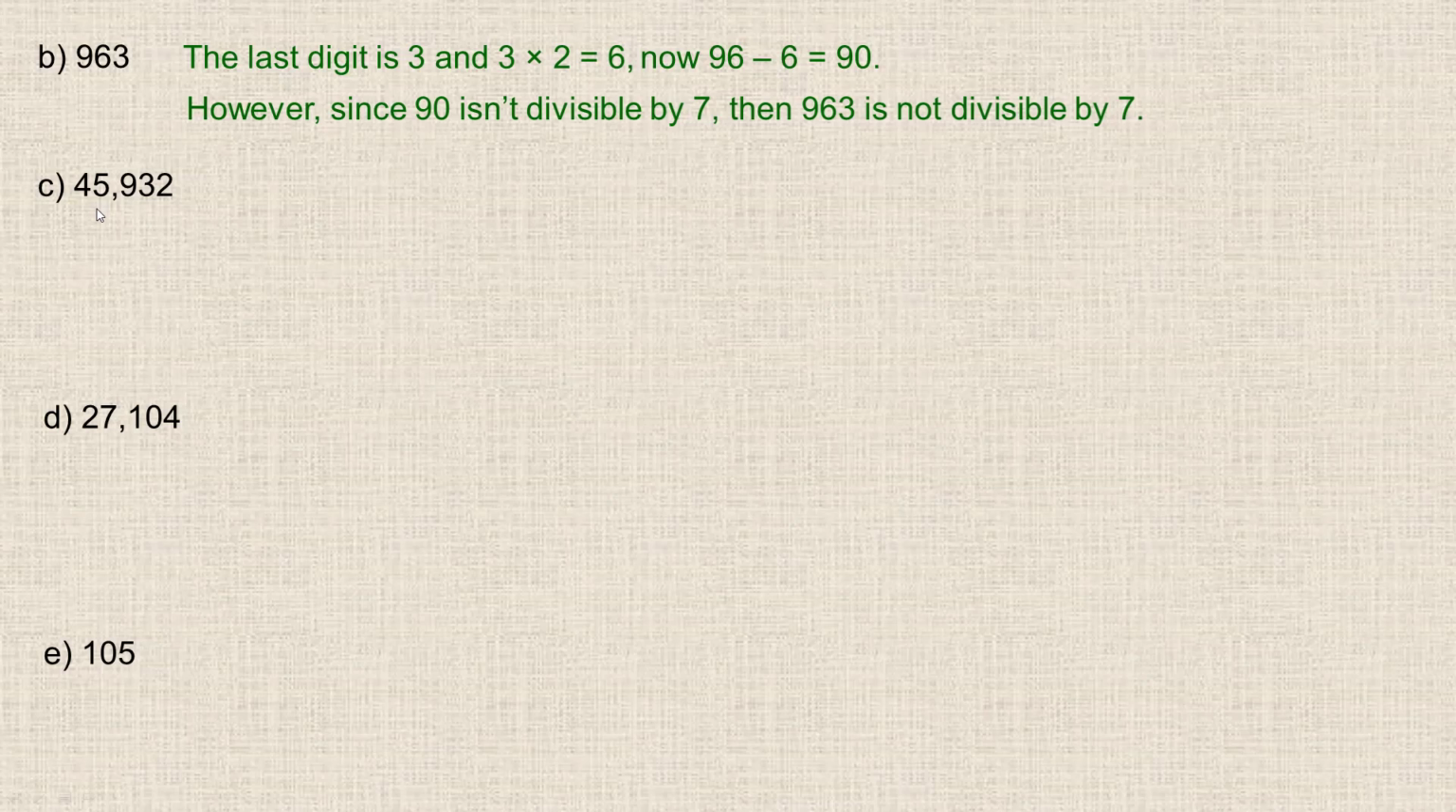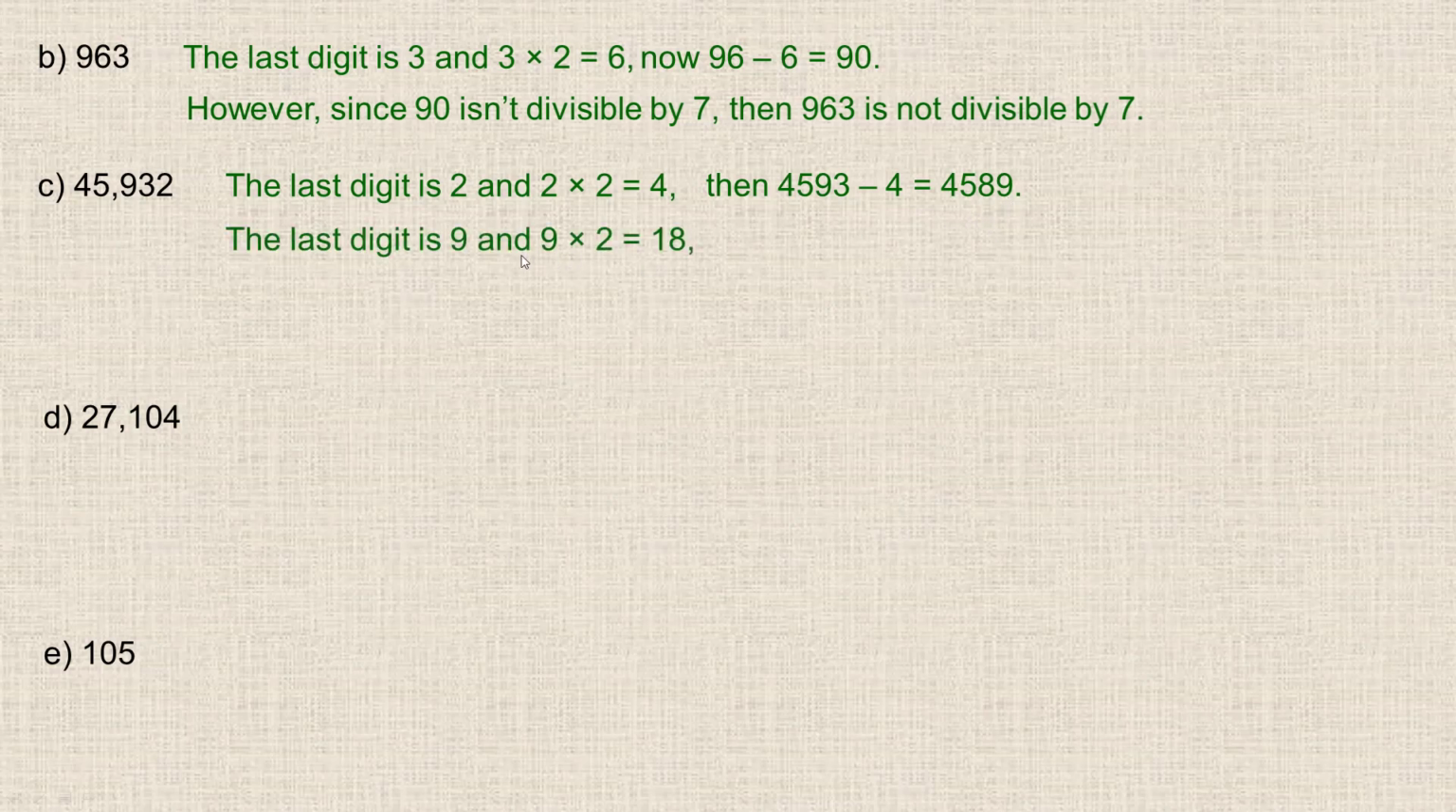Okay, so next one's a much larger number, 45,932. The last digit is a 2, and so we double that to get 4. After we take the 2 off, there's 4,593 left over that we subtract the 4 from, which is 4,589. Probably too big to realize if it's a multiple of 7 or not. So we take the 9 on the end and we double it, get 18. The 9's gone, so it's 458, the digits that are left, that we're going to subtract this 18 from. So that's 440. Now 440 is probably still too big for you to look at and say, I know if it's a multiple of 7 or not.